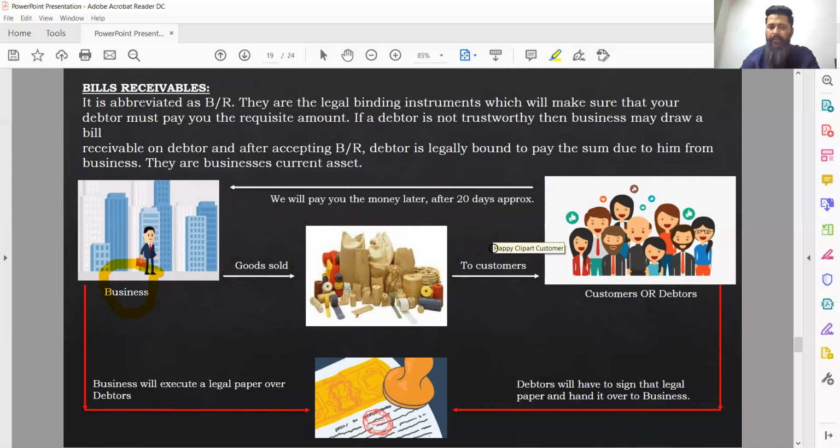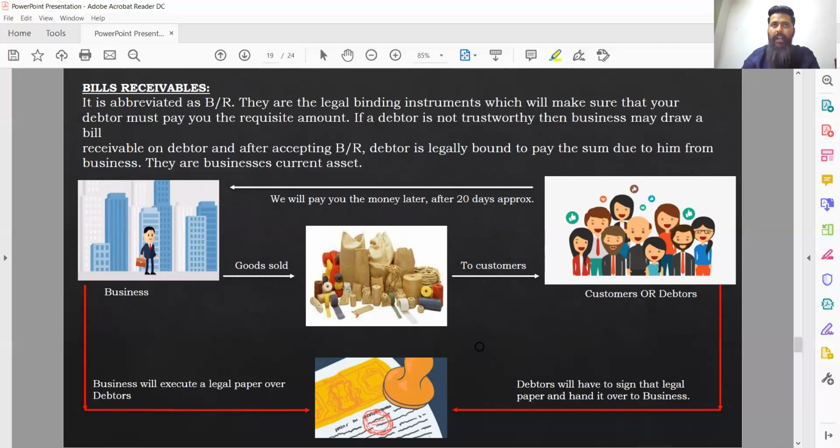If the customers were known, the business would not be much concerned about executing a legal document to bind them legally to pay the requisite sum after that period of time. But if the customers are new, unknown to the business, what option does a business have? Here comes the role of bill receivable.